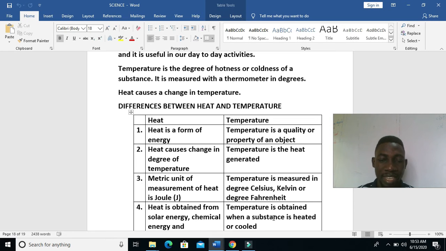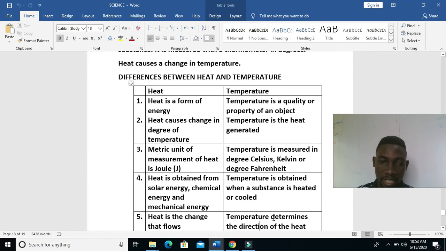Number four, heat is obtained from solar energy, chemical energy, and mechanical energy. These are things that can bring about heat. From the sun, solar energy, from chemicals, and from machines, okay? But temperature is obtained when a substance is heated or cooled. You have temperature when you heat an object or you cool an object. That is when heat is applied or when heat is taken up.